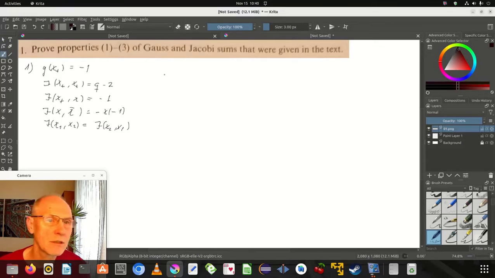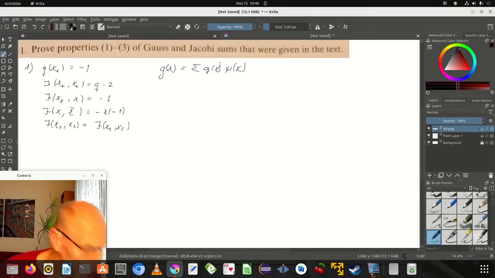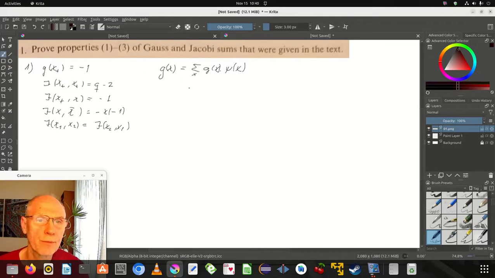Now G is defined as the sum with an additive character over all the x's, all the elements of some finite field. And I'll just try to solve these problems using the additive structure and not the actual definition of psi.